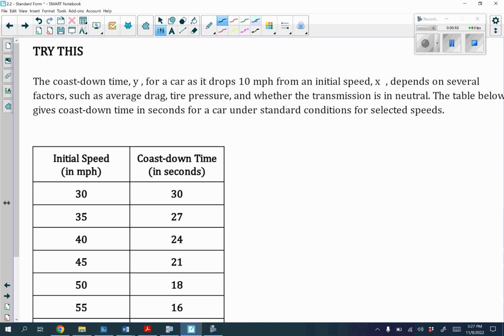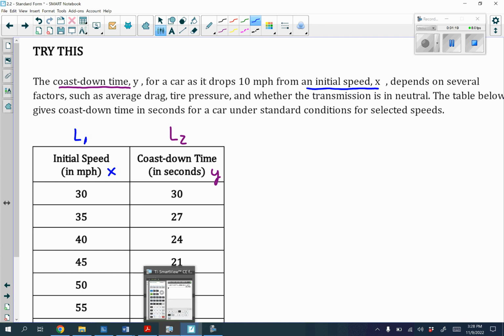Going back to our table here, notice it says initial speed of x. Since that's x, that's going to be your L1. And for our coast time, that's y, so that's going to be your L2. Remember, x values are always L1, y is L2. They've already given you the values, so we go ahead and plug that into our table.